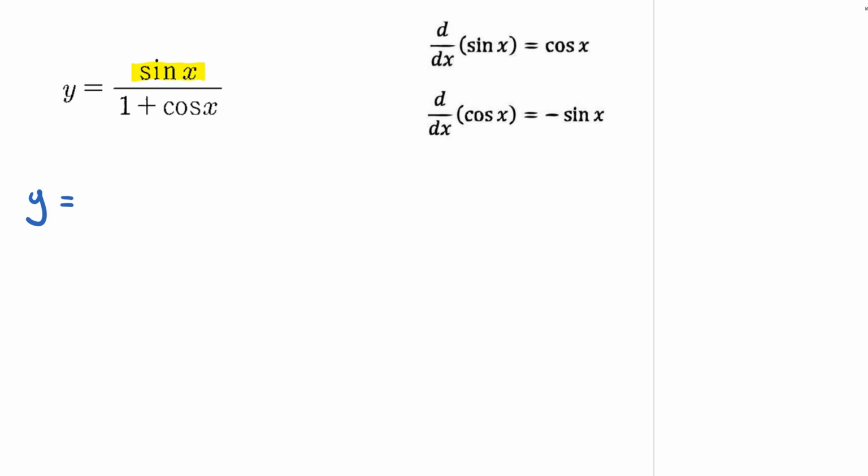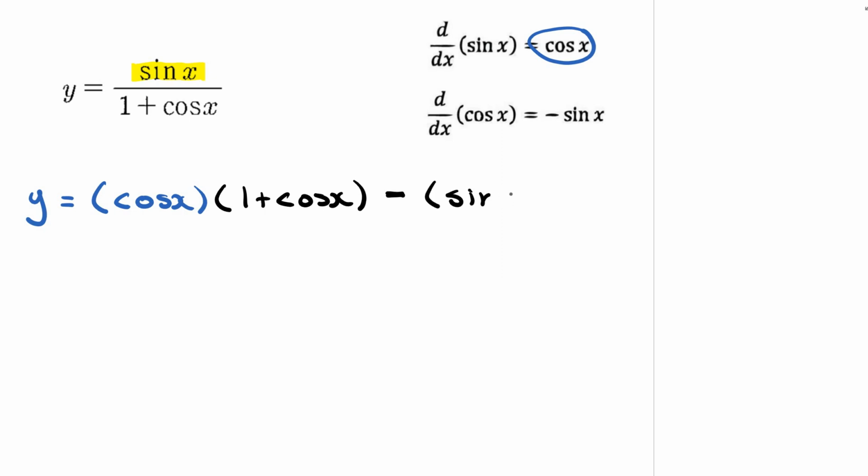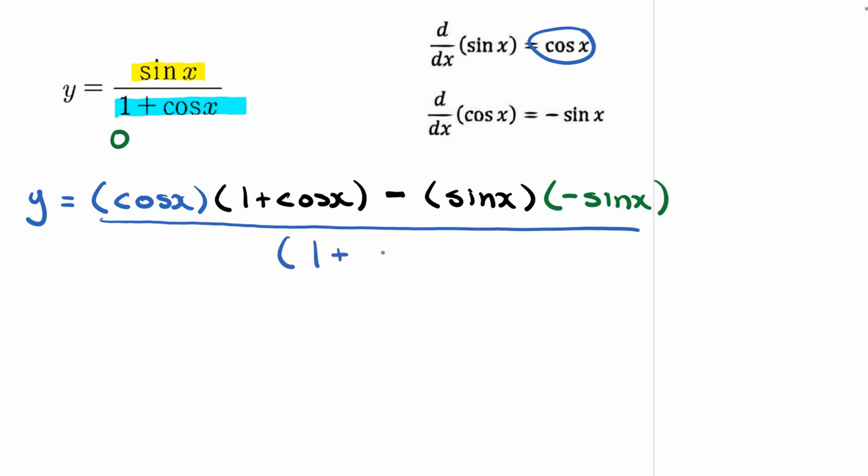Using the quotient rule here, the derivative of sine x is going to be cos x, so bracket cos x times the bottom, which is 1 plus cos x, and then the quotient rule states that you need a minus sign, and then I multiply by the top, which is sine x, times the derivative of the denominator. The derivative of the denominator is going to be 0, and then the derivative of cos x is going to be negative sine x. Close that bracket, and then I just have the denominator all squared, which is 1 plus cos x all to the power of 2.